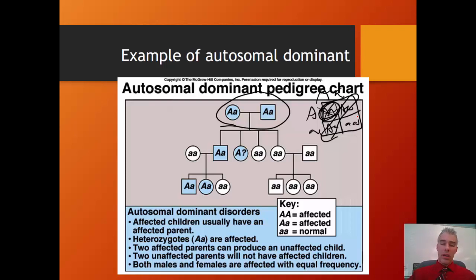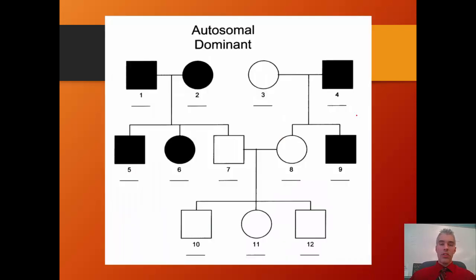If we look through here, you can see how that dominant trait appears in every single generation as it's passed through. But remember, one of the parents has to have it in order to pass it to their children. In this case, at the beginning, both parents actually had it. Here's another autosomal dominant pedigree.